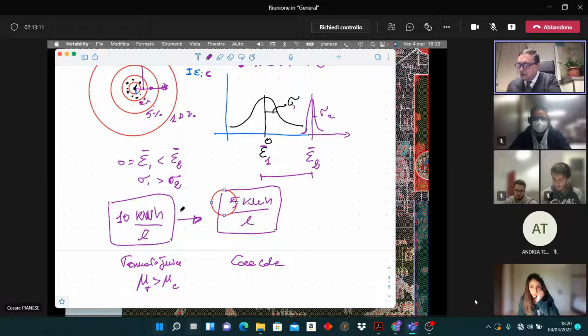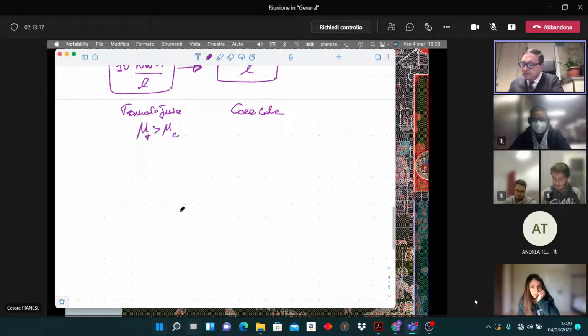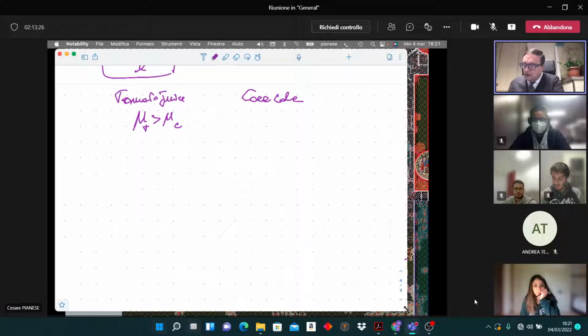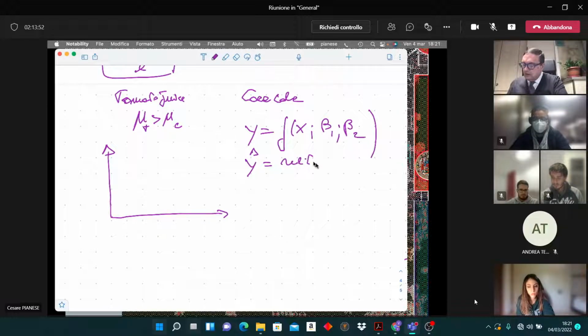We will try to see this example in the future, but suppose that you do a parametric analysis. Suppose that you have your model, y is a function of x and a set of parameters beta 1 and beta 2. Okay? This is the real model, which is reality.